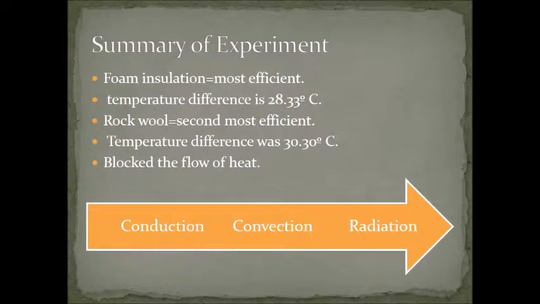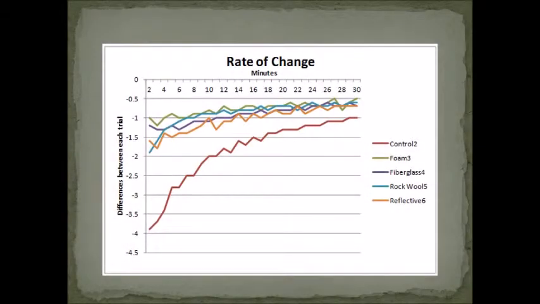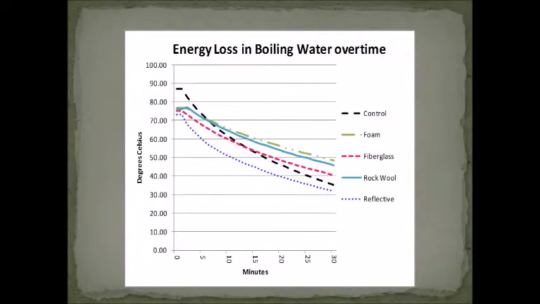After the end of the experiment, foam insulation proved to be the most efficient, while rock wool was the second most efficient because both insulators managed to block the flow of heat. This graph represents the energy change throughout the experiment's separate trials. This graph represents the energy loss in boiling water over the course of the trials.